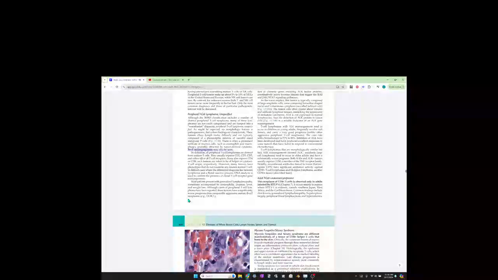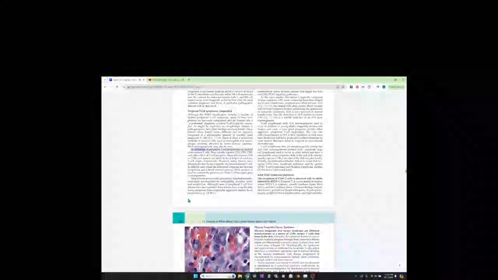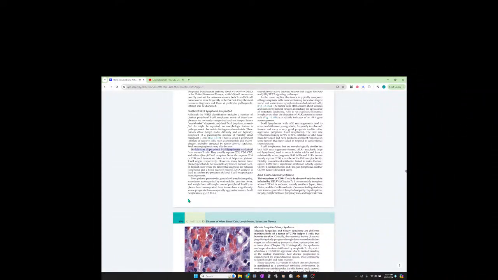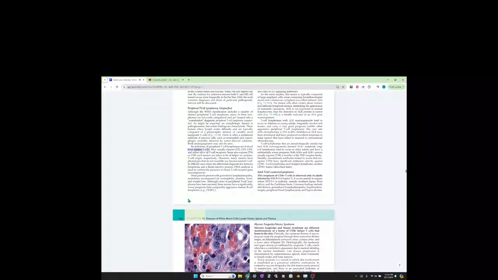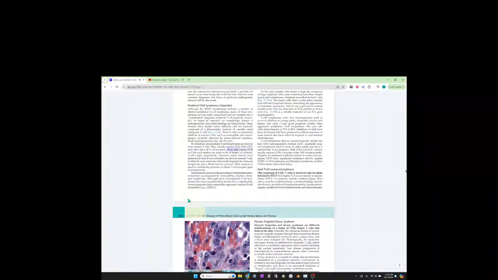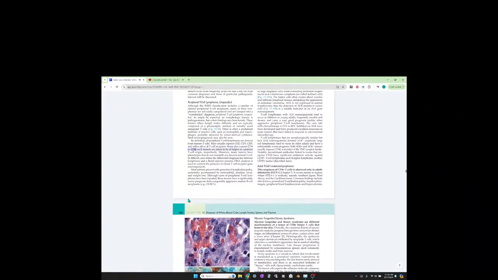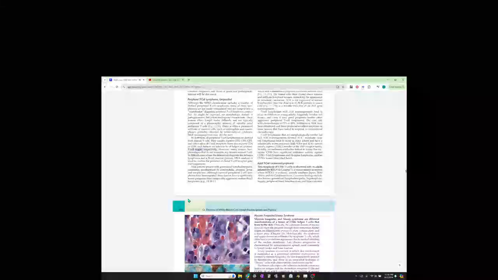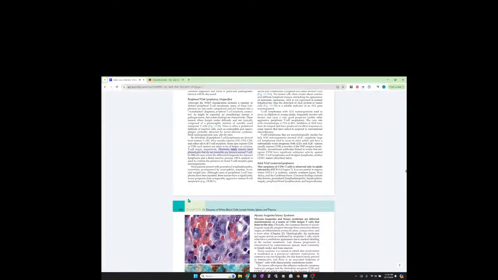Brisk neoangiogenesis may also be seen. By definition, all peripheral T-cell lymphomas are derived from mature T cells. They usually express CD2, CD3, CD5, and either alpha-beta or gamma-delta T cell receptors. Some also express CD4 or CD8. Such tumors are taken to be of helper or cytotoxic T-cell origin, respectively. However, many tumors have phenotypes that do not resemble any known normal T-cell.